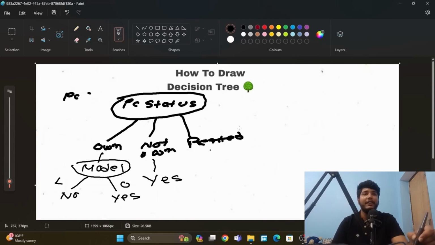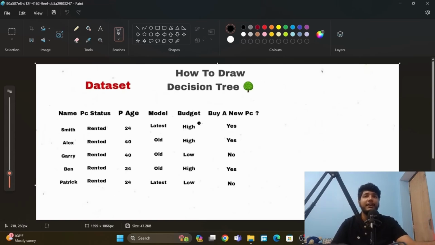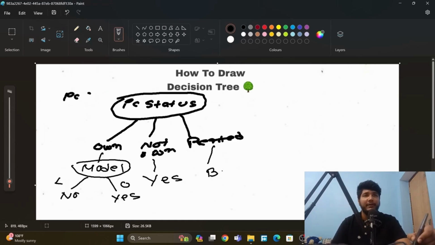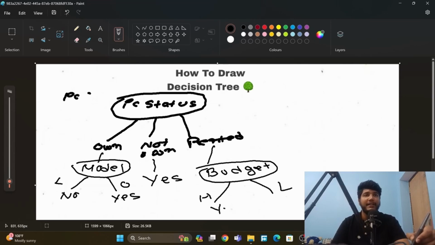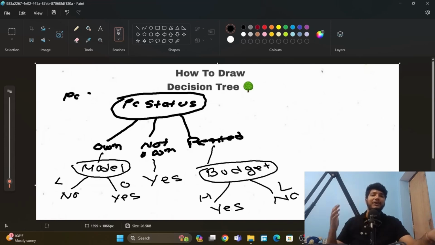And now in rented there are 2 values. The node will be budget, with high and low. In high, all are yes, and in low, no. If the budget is high, he should buy a PC, yes, and if the budget is low, no, he should not buy. So we have finally drawn our decision tree. This is what a decision tree is.